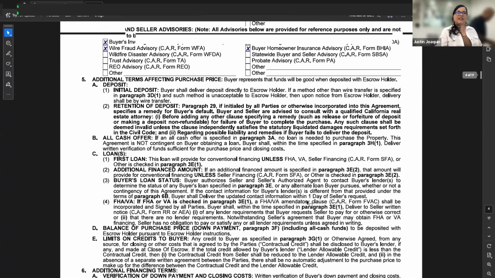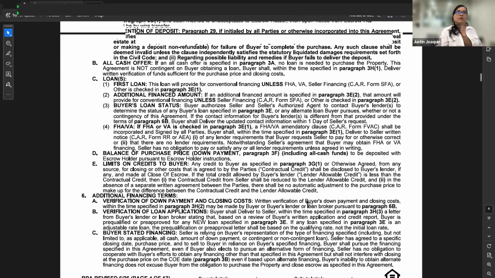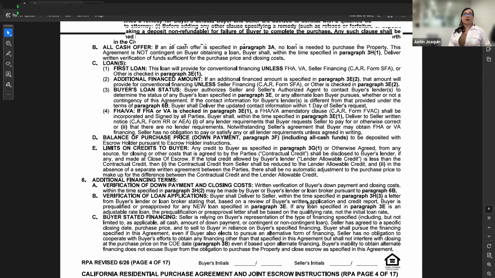Okay, so now we're going to start moving kind of fast because it's a lot. 5B is all cash offer. We already know if it's all cash, do we need a loan? No, that's what that says. C, now we move over to the loan.